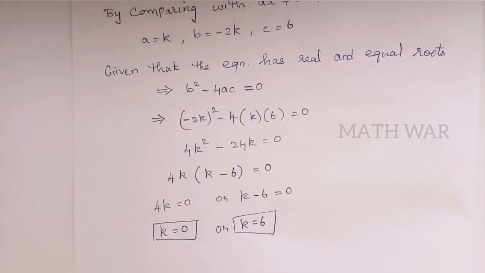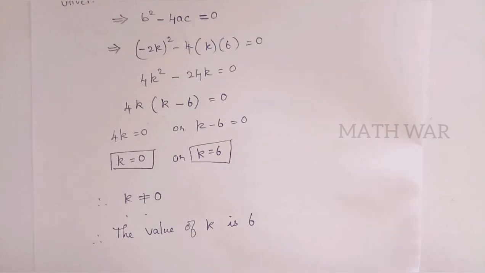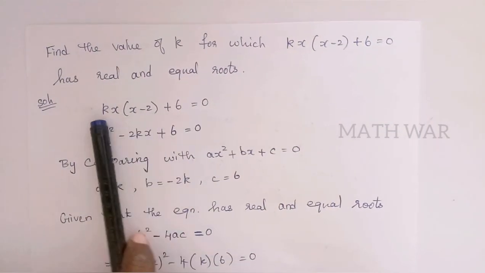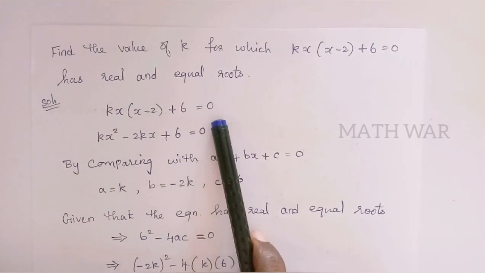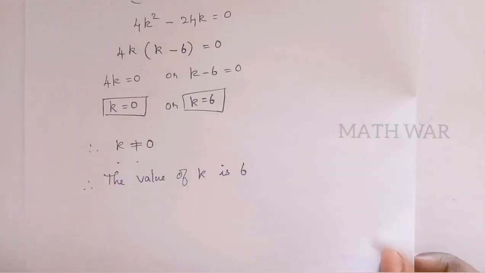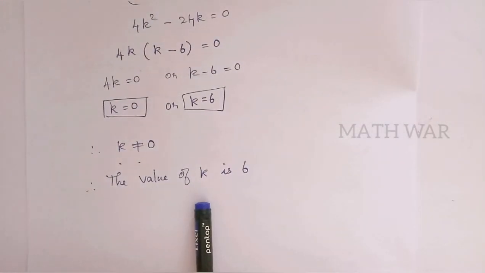Two answers we got. But k value is not equal to 0. If k value is 0, here 0 into something, everything will become 0. So 6 equal to 0 we will get. It makes no sense. So k value is not equal to 0. So the value of k is 6.